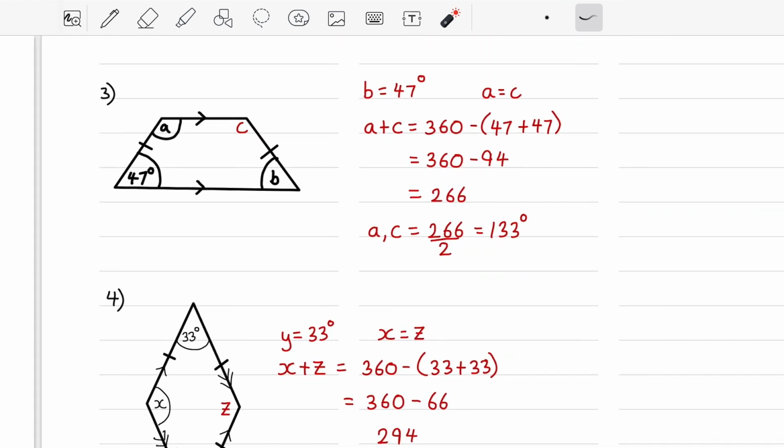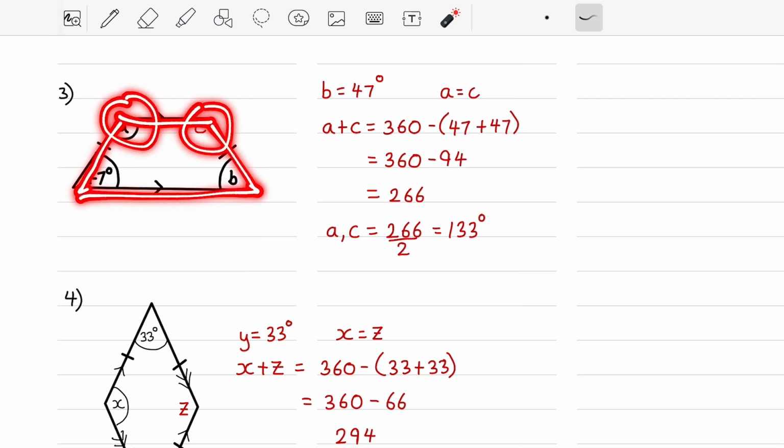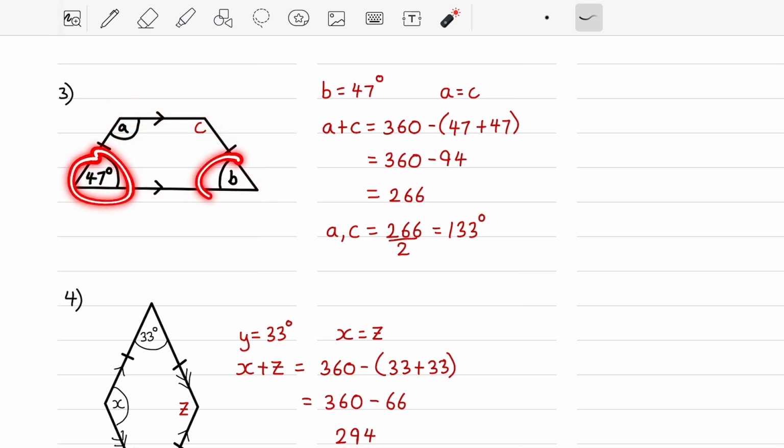3 and 4, it's a bit more advanced. You have to think for these. C was not given, but since this side is equal to this side, then this angle will be equal to this angle. So B is 47 degrees, and also this angle will be equal to this angle. Because these two lines are parallel and these two sides are equal, the following angles will be equal.